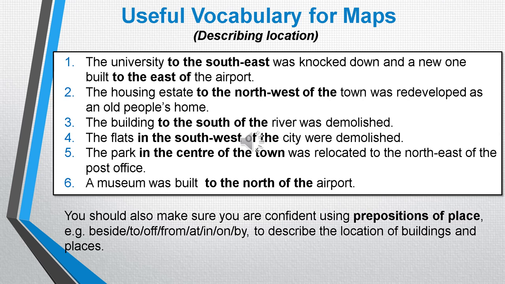So, usually on your maps, you'll have a north, south, east, west compass. So it makes sense to use those to help you to give locations of things on the map. However, you should also be confident using the regular prepositions of place, such as beside, next to, in, on, and by to describe the locations of buildings and places as well. So a combination of both styles normally works well.